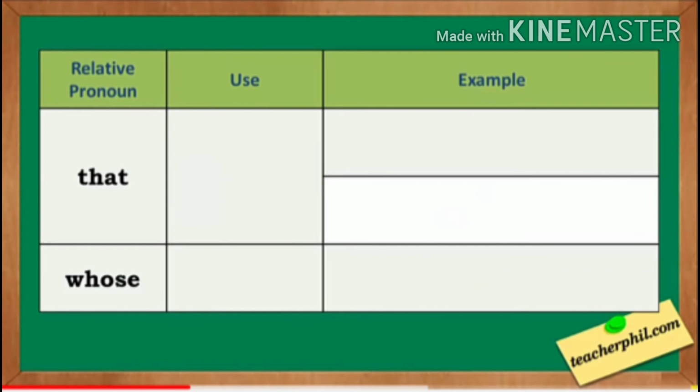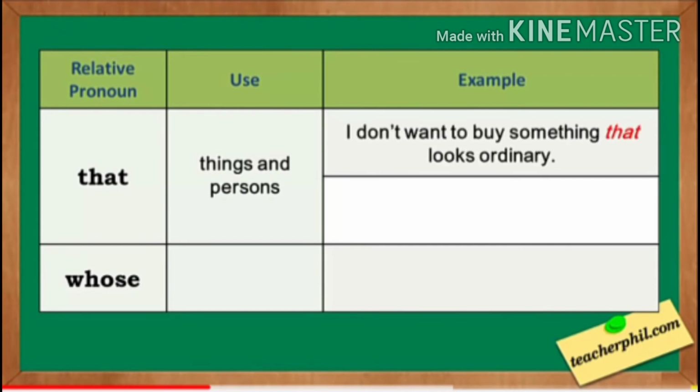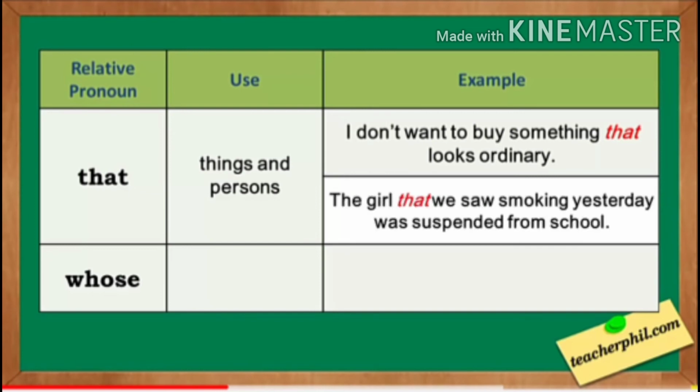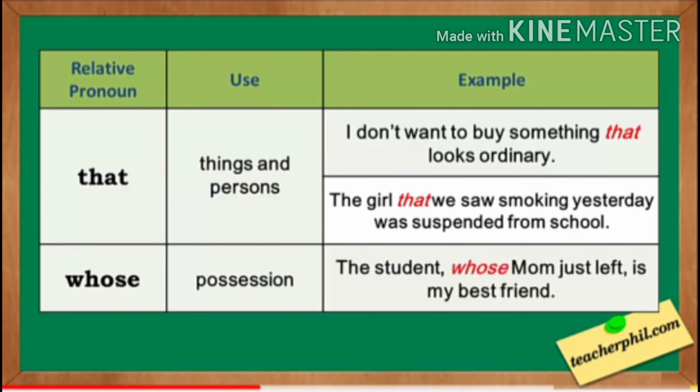The fourth one is that. That can be used for both things and persons. Example: I don't want to buy something that looks ordinary. Another one: the girl that we saw smoking yesterday was suspended from school. And the last one is whose. Whose is used to show possession. Example: the student whose mom just left is my best friend.